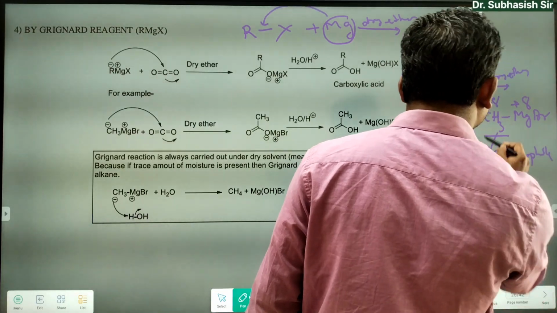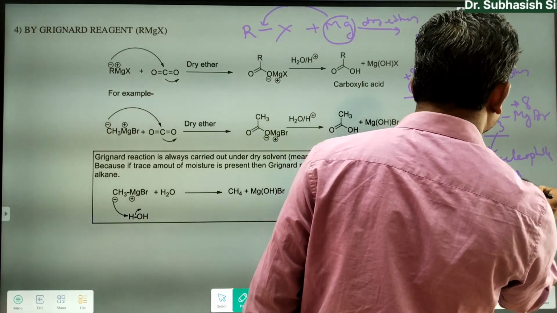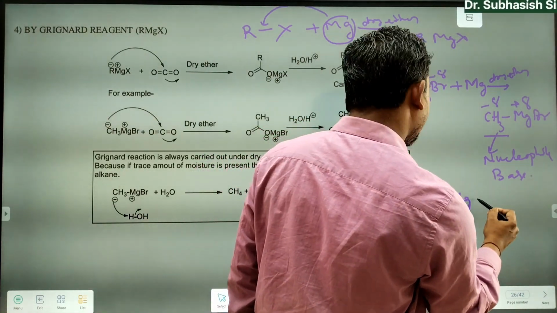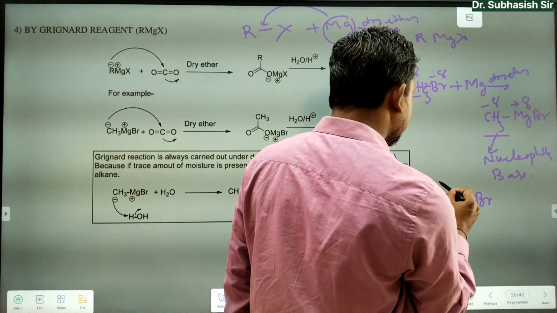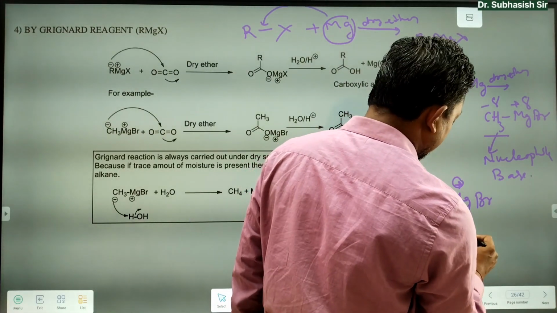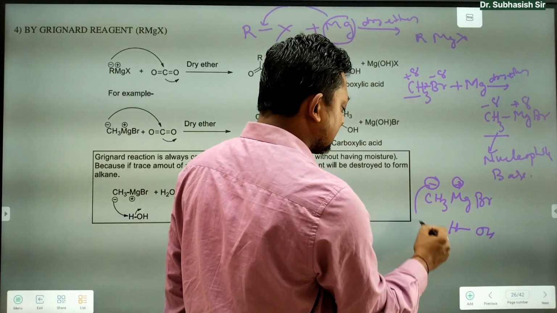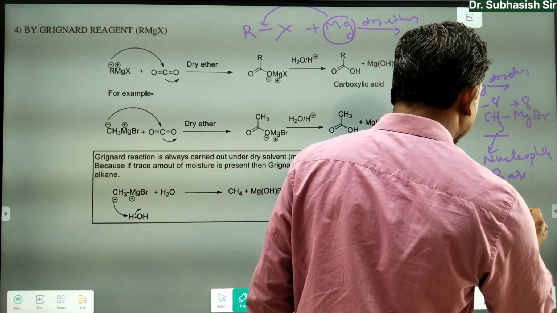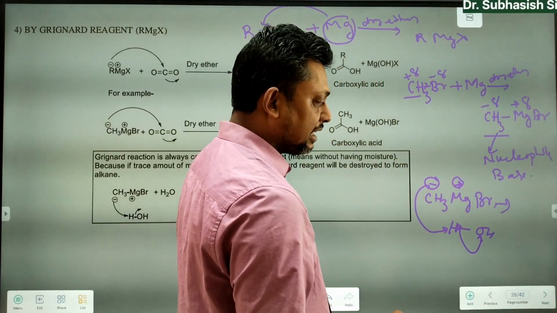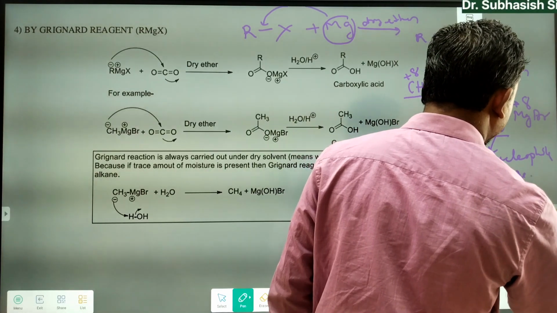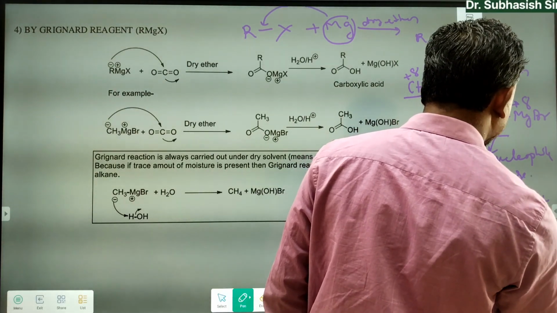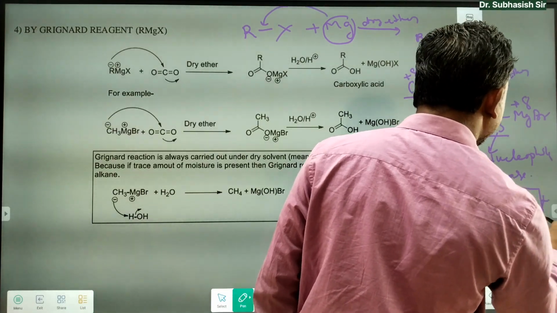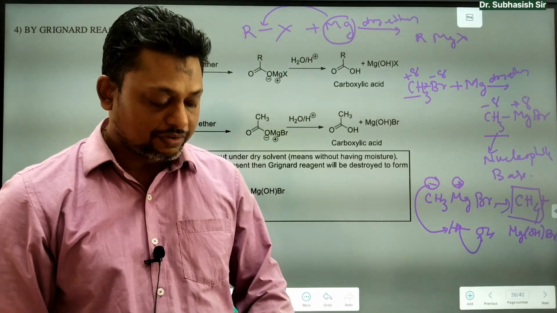Nucleophile, and also it can act as a base. So if any moisture is present in the solvent, what will happen? Let me explain. This is negative, this is positive. If any moisture is present, then this can take up this proton and ultimately this electron will go here. Now if it takes up this proton, CH3 negative will become CH4, plus you will get MgOH-Br.